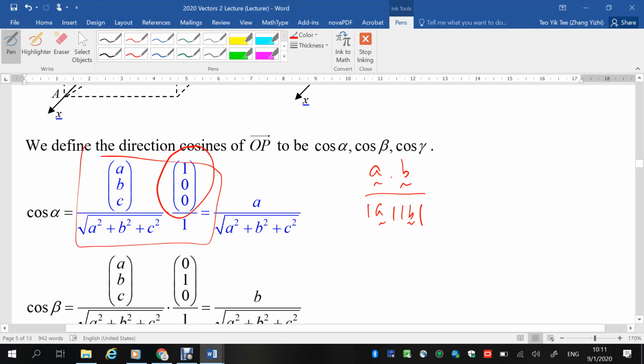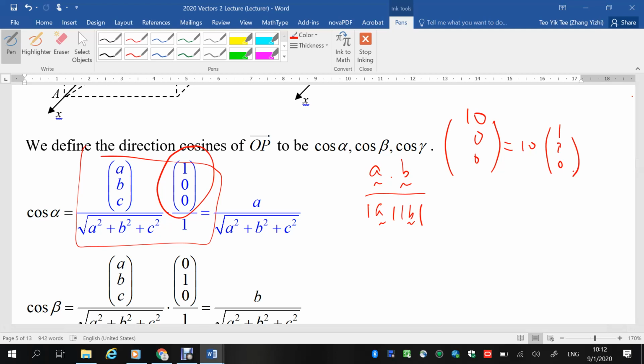Can it be 2, 0, 0? Can it be 3, 0, 0? Can it be 10, 0, 0? They're all parallel, right? So remember, they're actually the same. 10, 0, 0 is actually 10 times of 1, 0, 0, right? So if I'm asking for the angle between two vectors, does it matter whether it's 1, 0, 0 or 2, 0, 0? They are still the same direction.